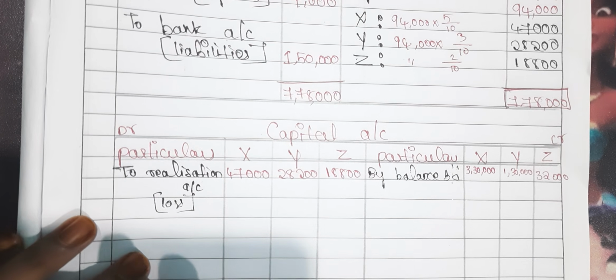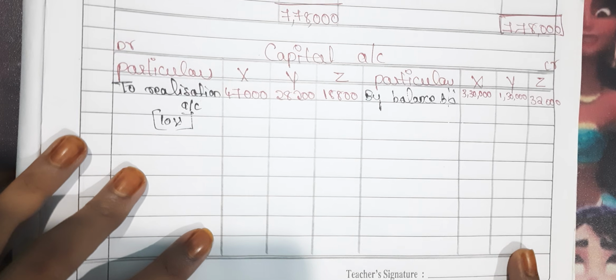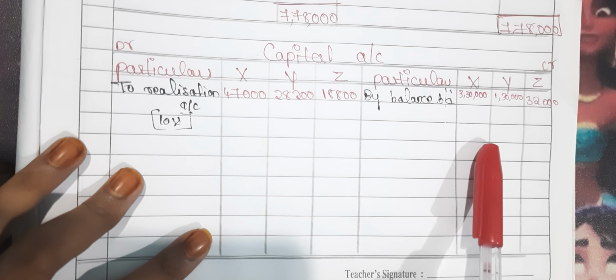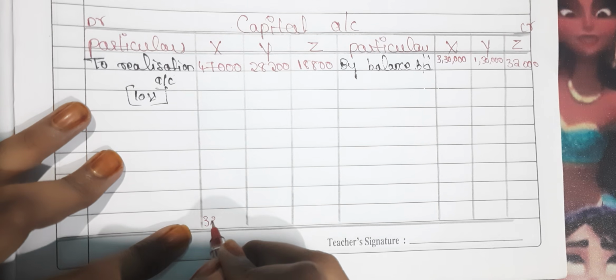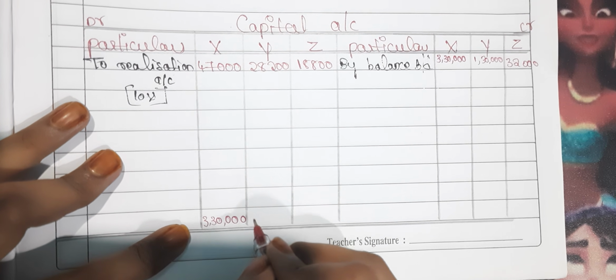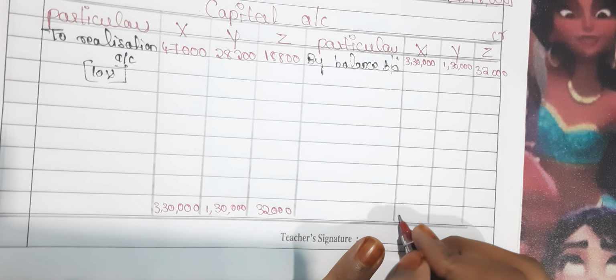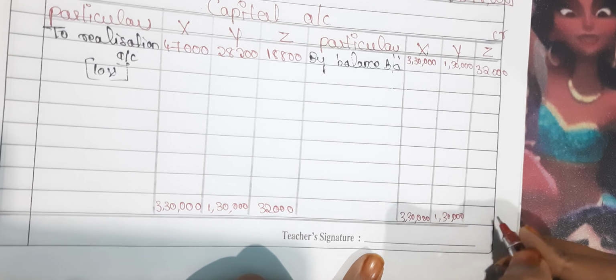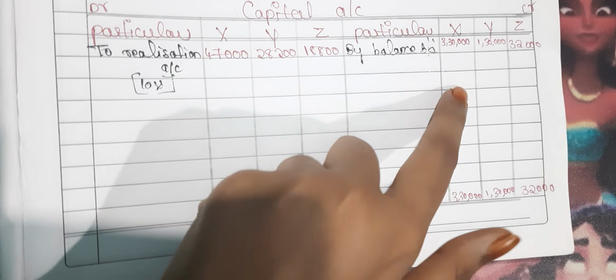So after this, what are we going to do? We are going to add all these. First you need to see which one is bigger. Definitely this is the bigger one, right? This is in lakhs and here it is in thousands. So take this amount on both sides: 3,30,000, 1,30,000, 32,000. Both sides you take it. Done.